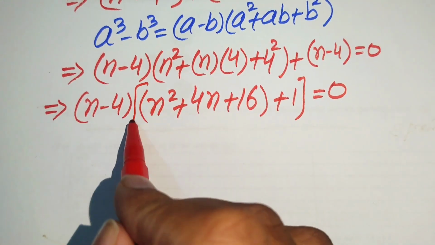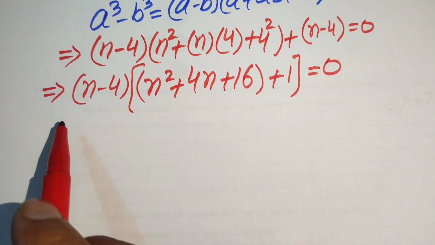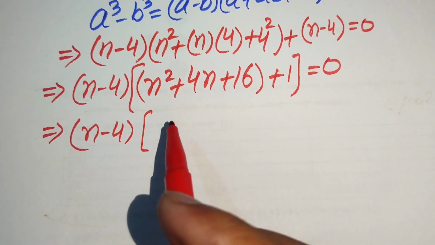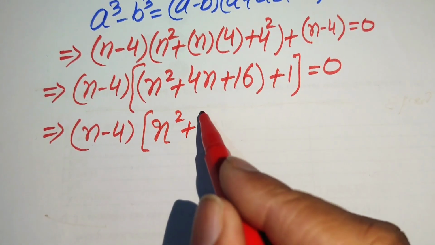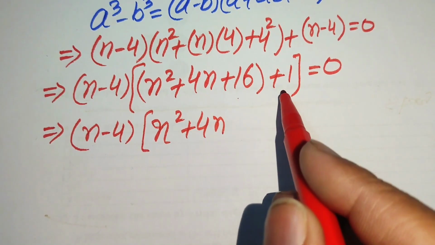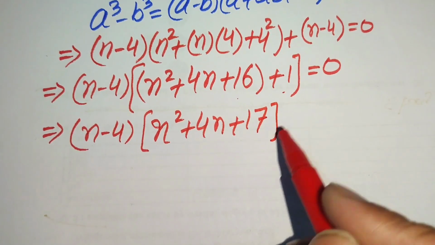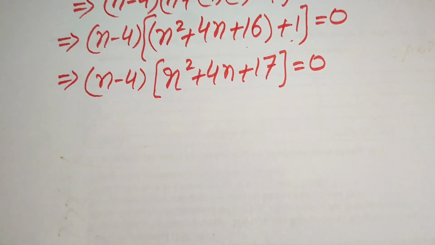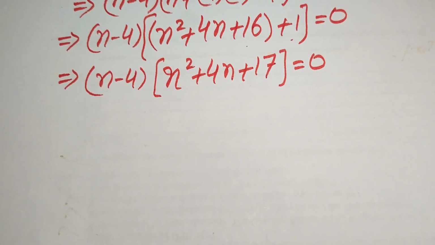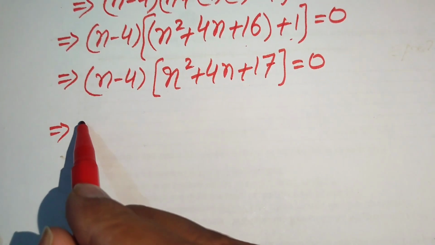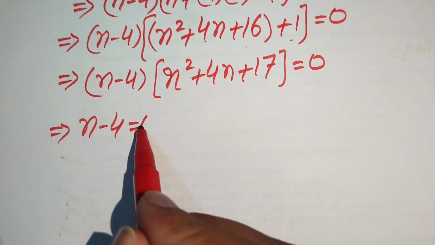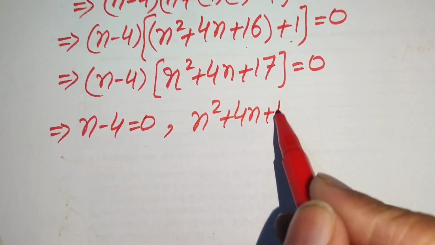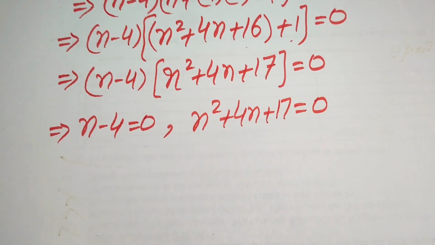After that we need some simplification. You just add or subtract the like terms, and we write it as n minus 4 into n squared plus 4n, and here 16 plus 1 becomes 17, and this equals 0. In the next step we divide this equation into two cases. The first case is n minus 4 equals 0, and the second case is n squared plus 4n plus 17 equals 0.